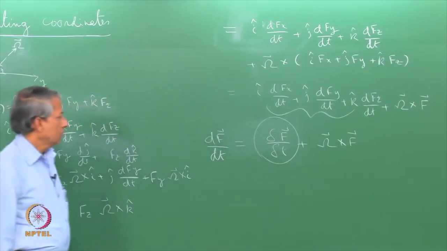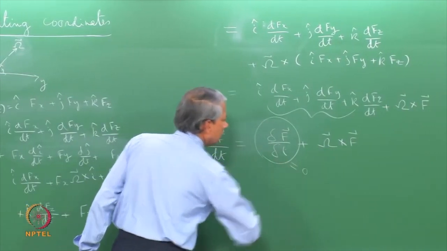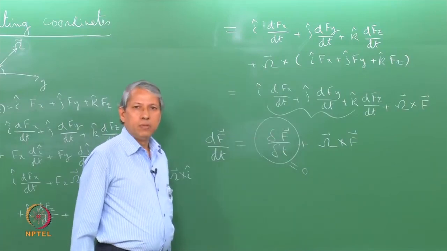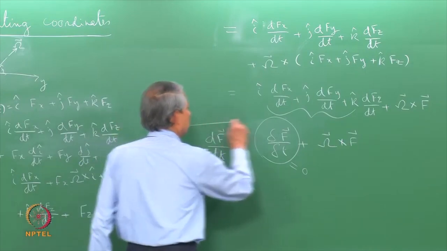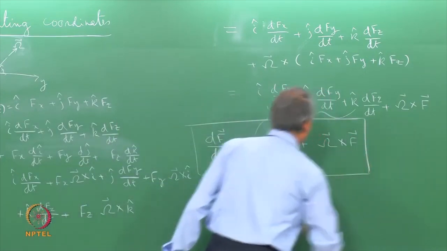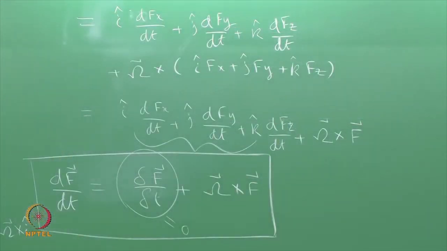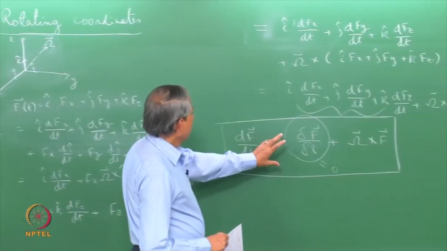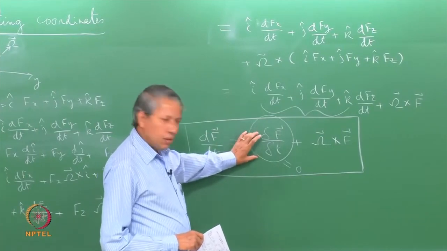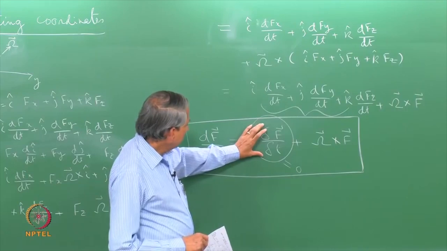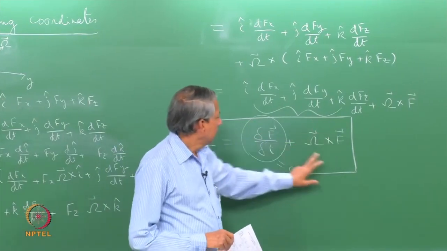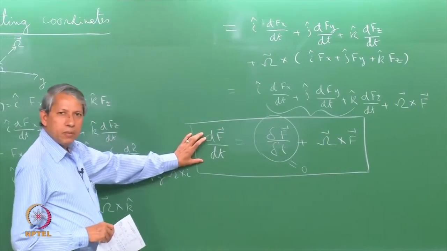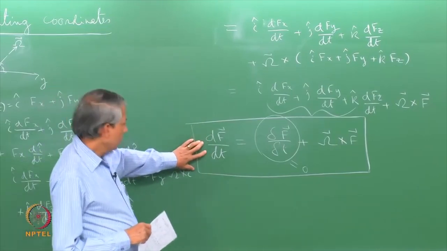So it also shows that if this term is 0, then with respect to the rotating coordinate system, the three components of this vector f do not change. So this is the equation we will find very useful. Another way to look at it is that if I want to know the time derivative with respect to a rotating coordinate system, that derivative plus this vector product together gives the time derivative with respect to the space fixed coordinate.